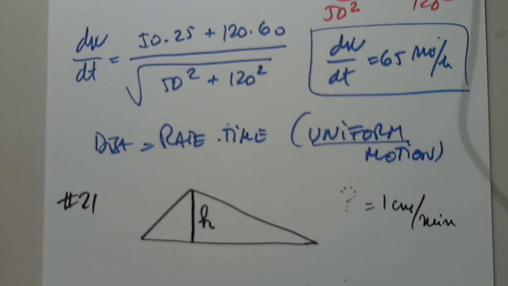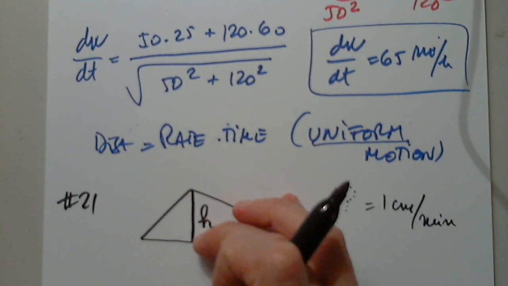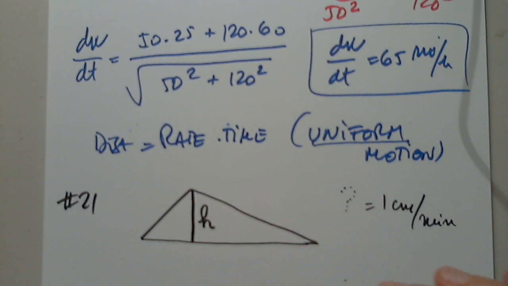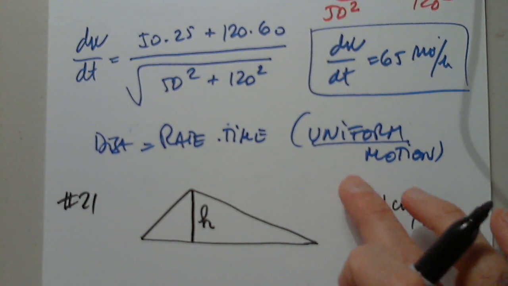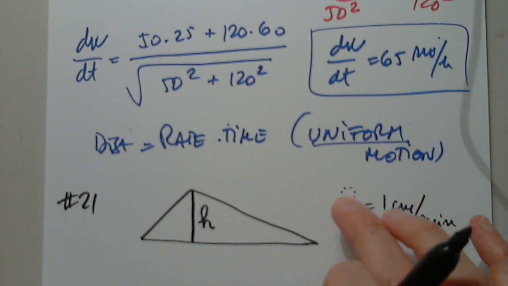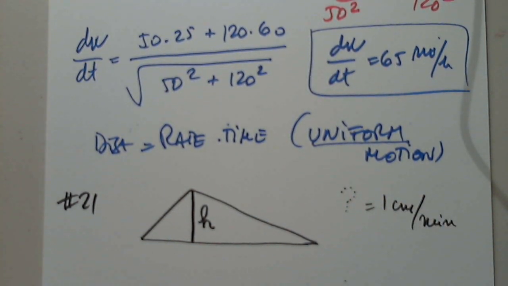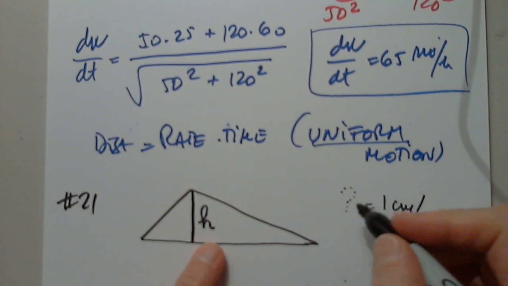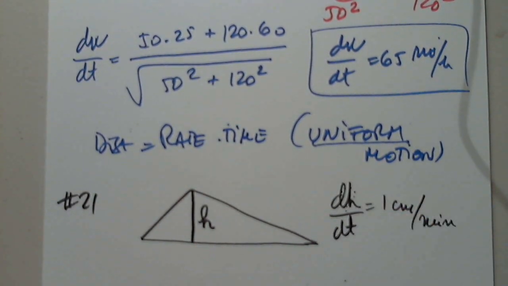This is what I have from the first sentence. The altitude of a triangle is increasing, so it's positive, at 1 centimeter per minute. What is given to us in this first sentence? I have to dissect the problem piece by piece. Is that like dh over dt? Perfect. Awesome. Now I can read on.